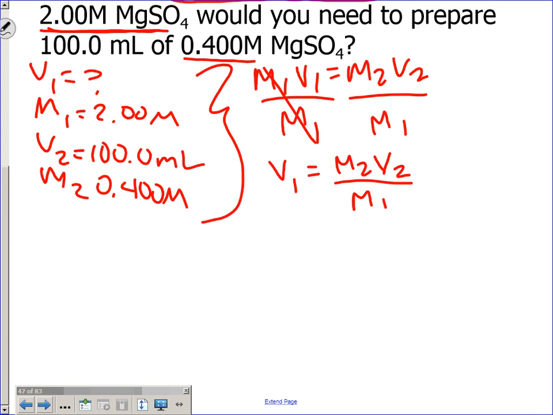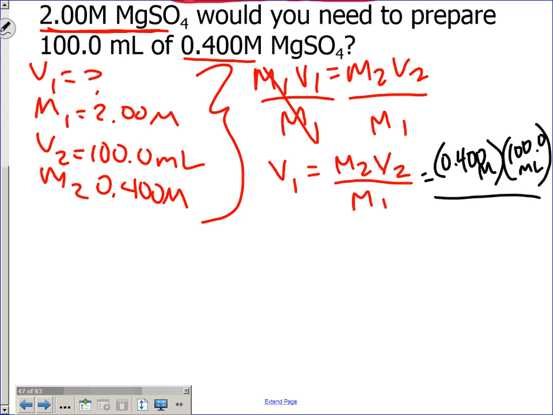So plugging in what on top? Shout it out, people. Thank you. 0.4 molar times 100.0 milliliters divided by 2.00 molar. What units cancel? Molar, and they should, right? Because the question's asking about volume, and milliliters remains, which is what our question actually literally asked for. So volume 1 is going to be in milliliters.